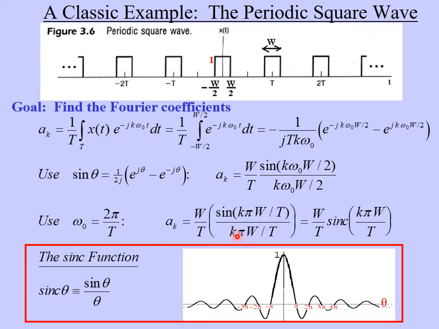What we can do with this is a simplification. There's a function in math called the sinc function, which you may or may not have heard of. The sinc of theta is defined as sine theta over theta. In other words, it's a sine function that's divided by its own argument. This is what the sinc function looks like. You can see it oscillating, just like a sine function. However, the difference is it decays with theta because of the theta term on the bottom. By comparing this with this, we can see that this expression here is just w over T times the sinc function of k pi w over T. So here is our final result. This is the expression for the Fourier coefficients a sub k.